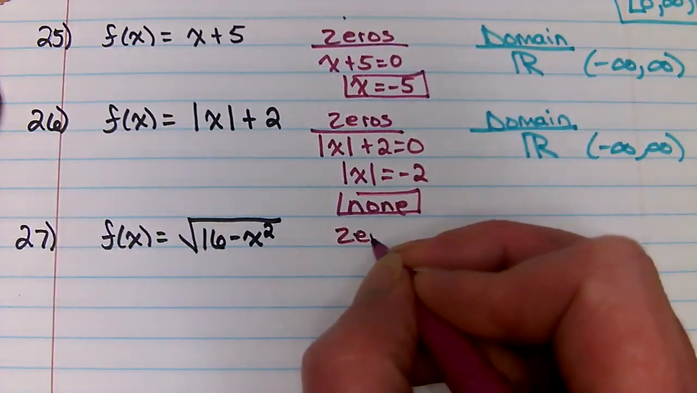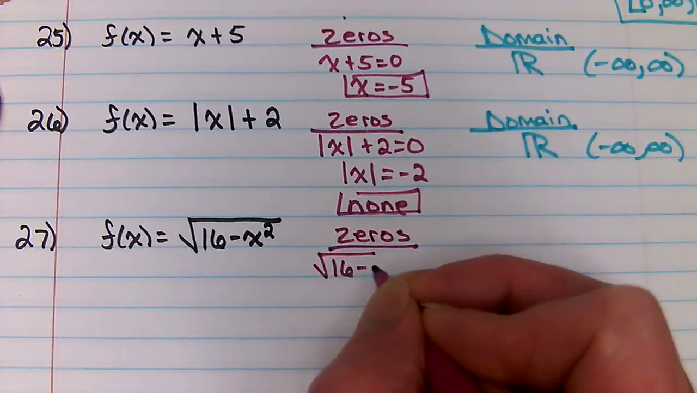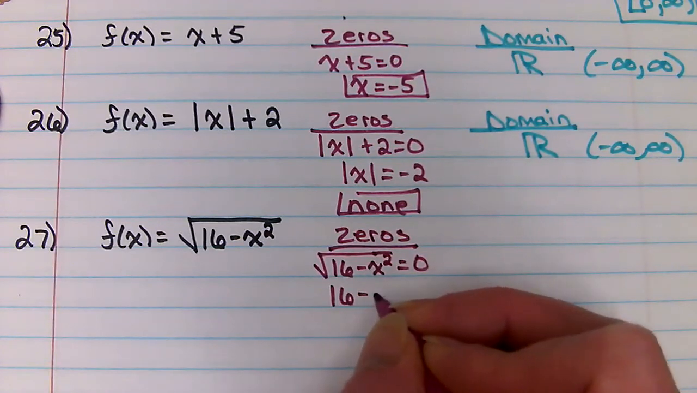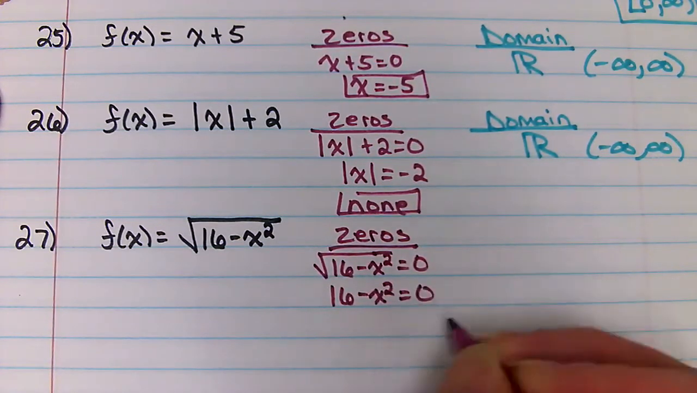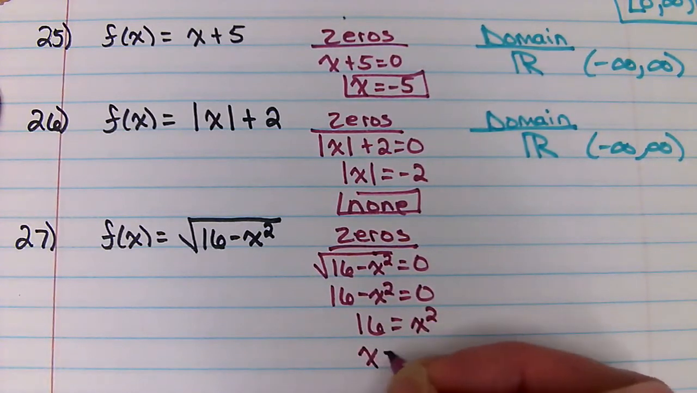Zeros. It's when y equals 0. So that's when the square root of 16 minus x squared equals 0. That's when 16 minus x squared equals 0. When 16 equals x squared. So x equals plus or minus 4.